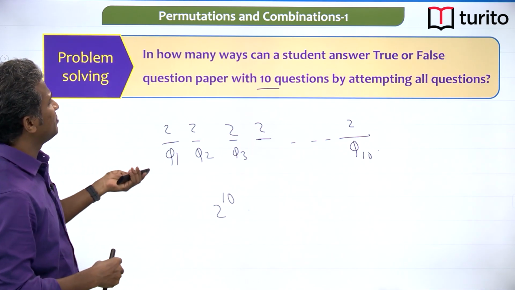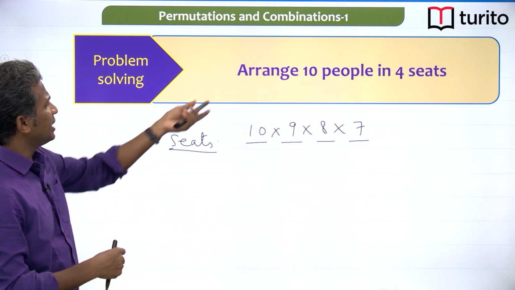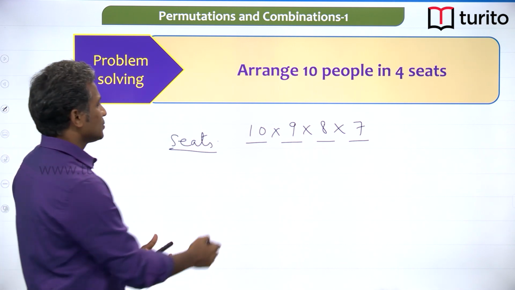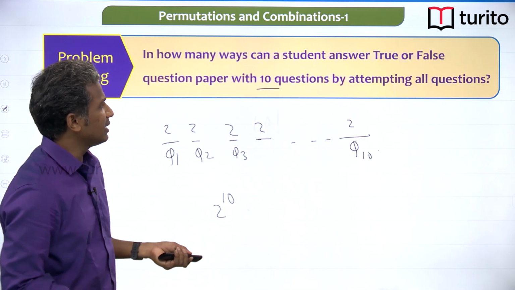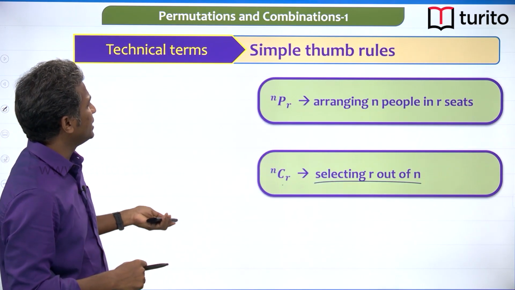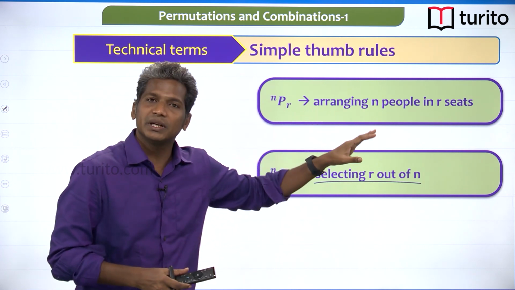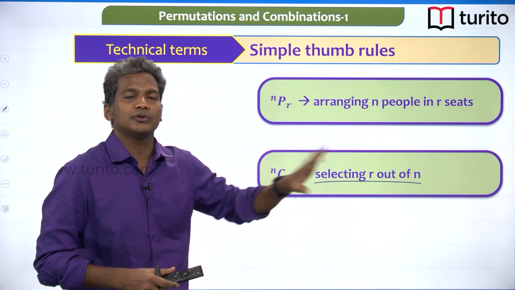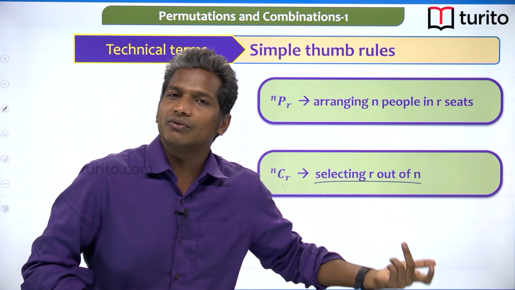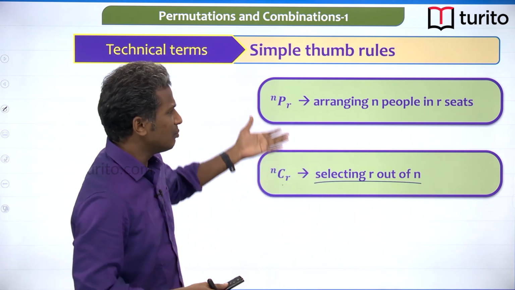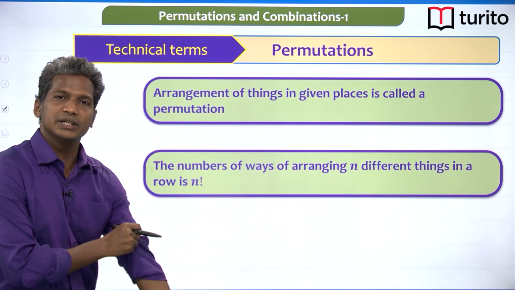So let us have a look at these basic examples, okay. This example where we arrange 10 people in 4 seats. So 10 people in 4 seats is same as 10P4, okay. So here we can simply say that NPR means arranging n people in R seats, NCR means selecting R out of N. This is the logical understanding of NPR and NCR. You can also derive one algebraic expression for all of them based on the understanding that we have developed till now, okay. So let us try to understand.